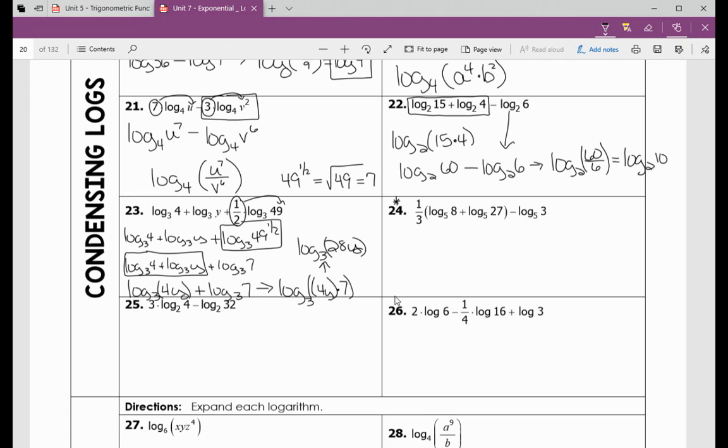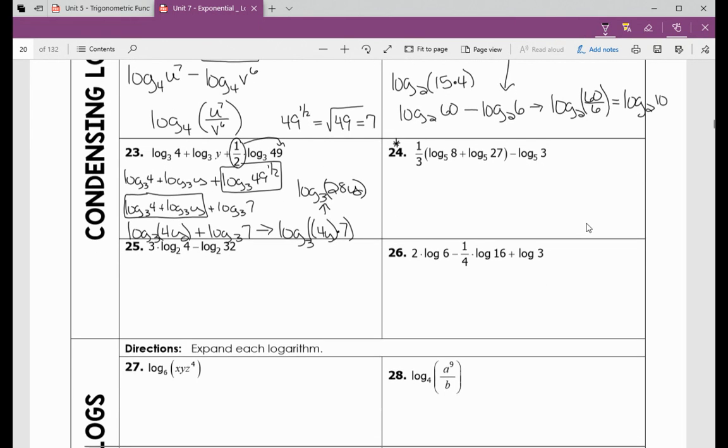Do we need to go back through any of that for anybody? All right, we're going to jump over number 24. We are going to come back to it. So in number 25, I have 3 times log base 2 of 4 and then log base 2 of 32. First thing I'm going to handle is that 3. So that gives me log base 2 of 4 to the 3rd minus log base 2 of 32. I can actually multiply that number out. 4 to the 3rd power is 64.